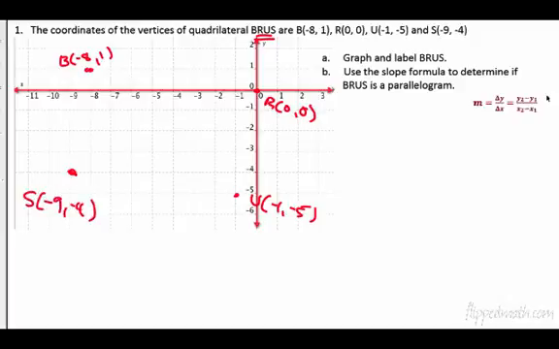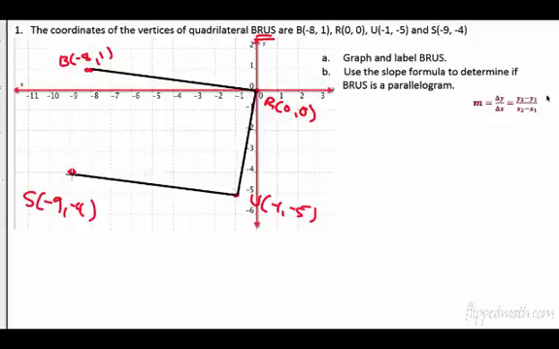So now we've graphed this. I'm going to use my straight line tool here and see how we can do connecting this. It says it's a quadrilateral. So we're going to go in order, B-R-U-S, and there you go. So does it look like anything? Is it a rectangle? I don't know. Is it a parallelogram? Maybe. So that's the whole point of these questions.